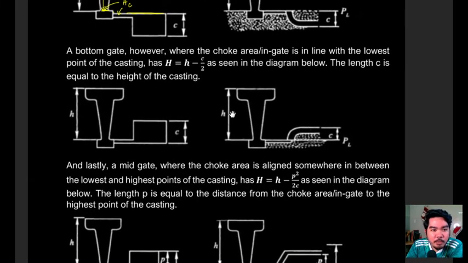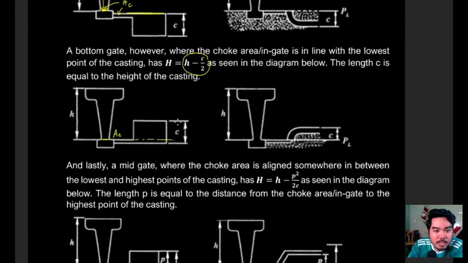Next is if we have a bottom gating system. So the bottom gating system, as the name implies, is where our choke area, in this case this one, is aligned with the bottom of the casting. If it's aligned with the bottom of the casting, then we need to use the effective head H equal to the total sprue height minus the height of the casting divided by 2.